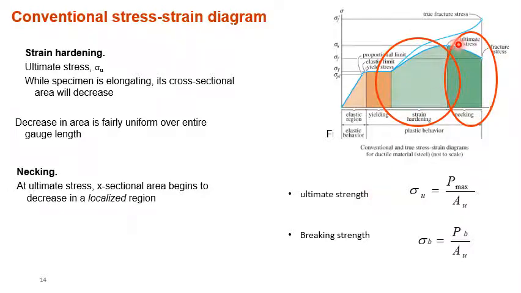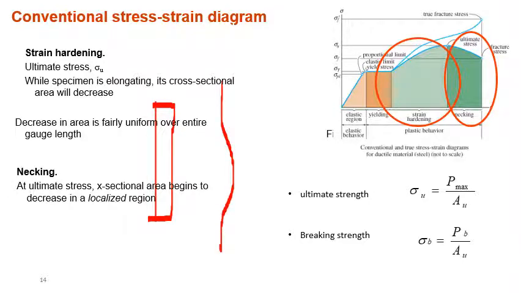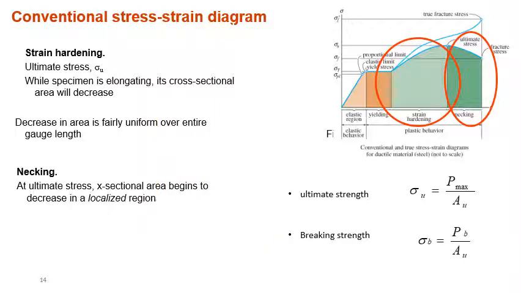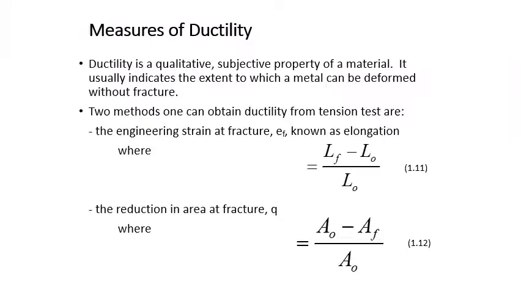After this point there will be necking. Necking means there will be a localized decrease in the area. For example, if I have a rod like this, at this point there will be a decrease in the diameter like this. This is what is called necking.